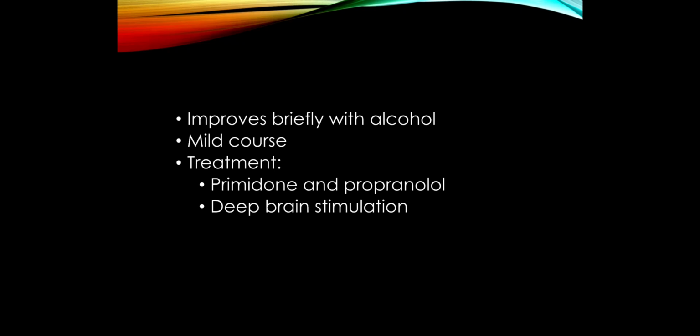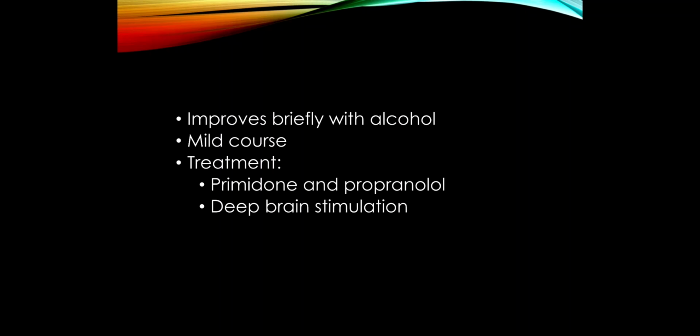Many patients with essential tremor will never see a physician. They have a mild course, they do well, but if it's really interfering with their life, then they'll seek medical attention. There are really only 2 medications that work well for essential tremor. Primidone, which is an older seizure medication. We'll talk about it in passing in the anticonvulsant lecture, and we'll go over the mechanism. It's broken down into phenobarbital, but primidone is very helpful.